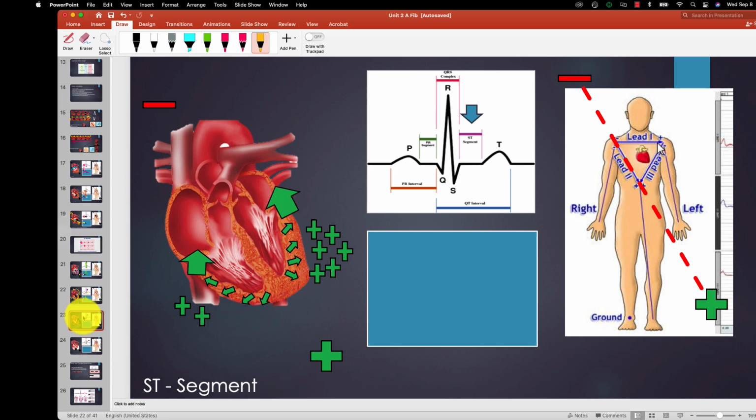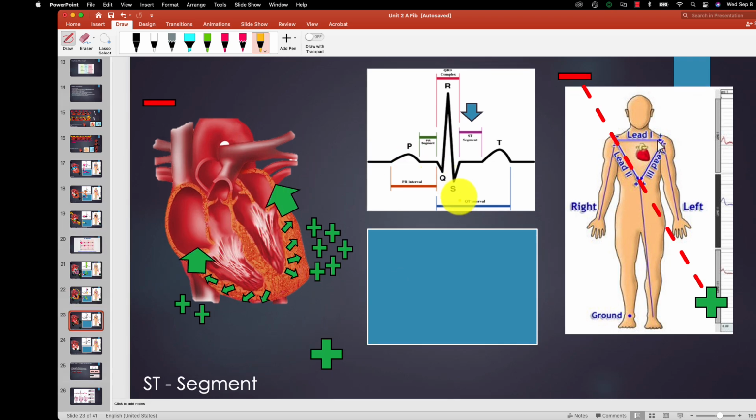And then let's look at the last few segments here. So now we have the ST segment. And the ST segment, which is here, is an isoelectric line, right? Just like we saw here with the PR segment.